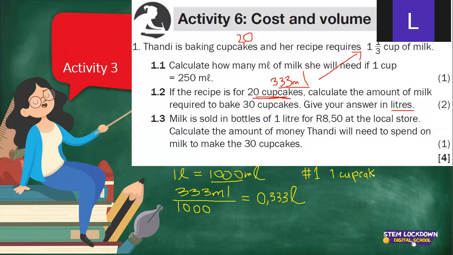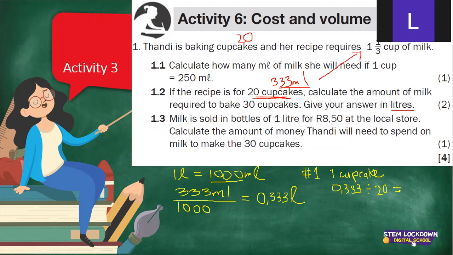I think this will be our last question, learners, because of time. One cupcake. For 20, you need 0.333 liters. For one cupcake, you'll say 0.333 divided by 20. Remember, for 20 cupcakes you need 0.333 liters. So for one, how much will you need? So it will be 0.333 divided by 20.